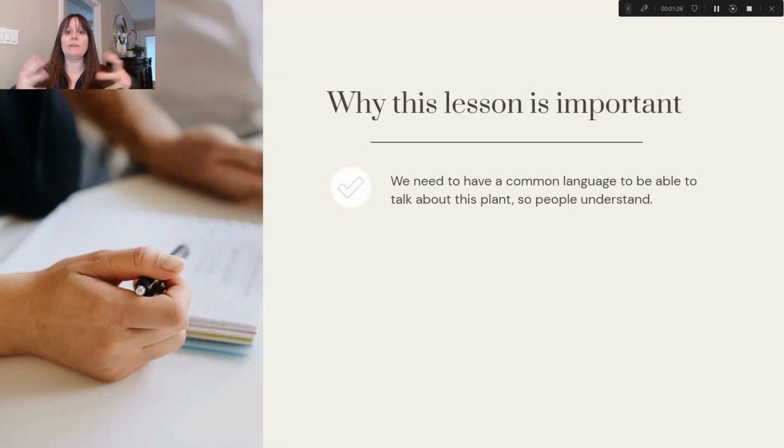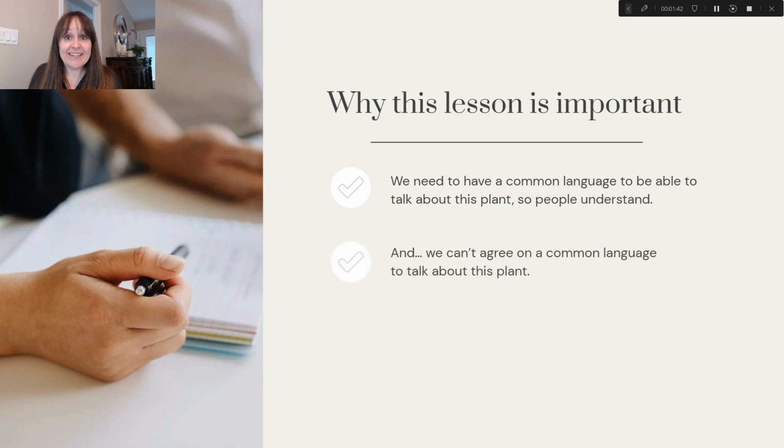First of all, if we're going to be out there educating people about the cannabis plant, we need to work from a common dictionary, right? Like a common list of words that everybody understands that they all mean the same thing. This is super important. And the other thing is that we cannot, as a cannabis community, agree on what to name things and how to classify them.